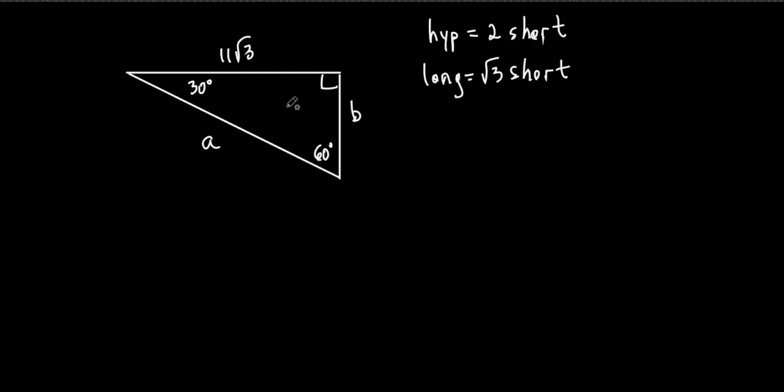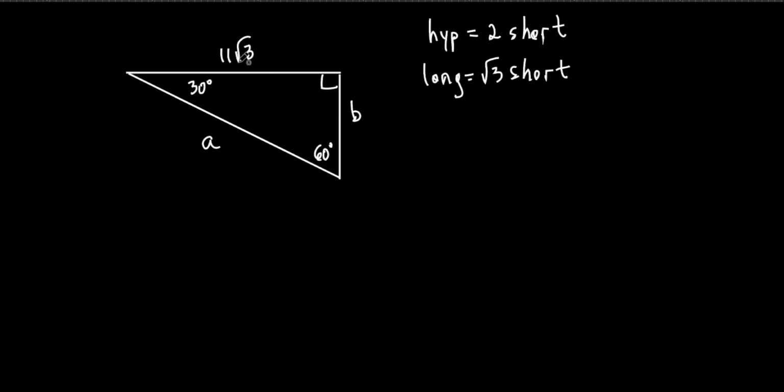By the way, you couldn't solve for the hypotenuse right off the bat, could you? Because you don't have anything with long side and hypotenuse. Do I have anything with long side and hypotenuse? No. I got long side and short side. I got hypotenuse and short side. So I have to find the short side first. Agreed?